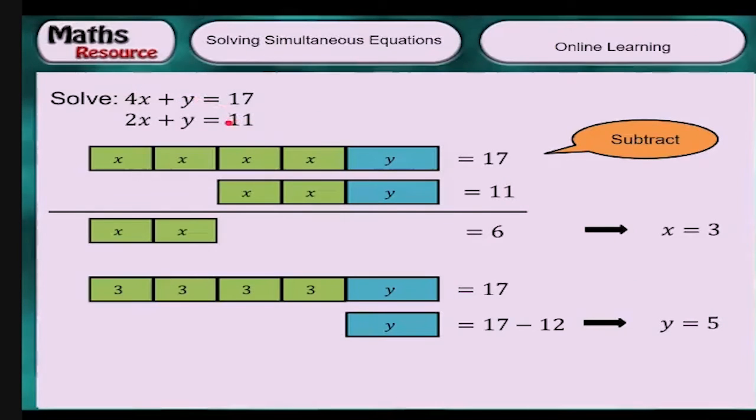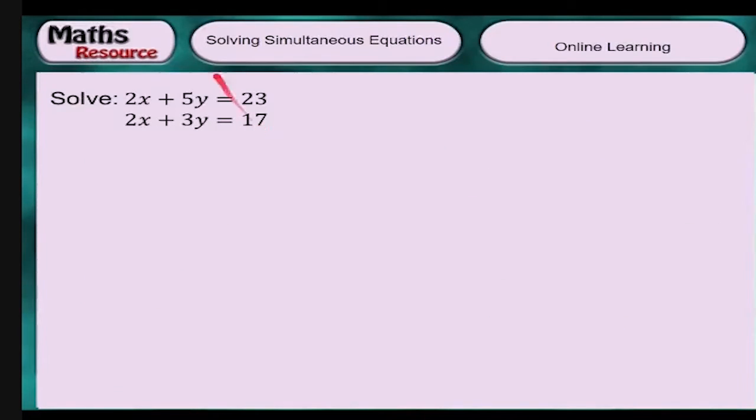If I really wanted to check, I could take the bottom one and say, right, 2 times x, so x is 3, 2 times 3 is 6, so 6 plus y, now y is 5, 6 plus 5, does it equal 11? Yes, it does. We'll go through another example.